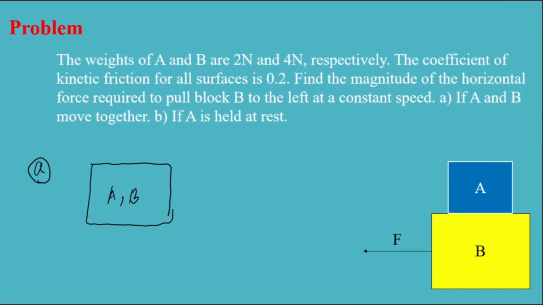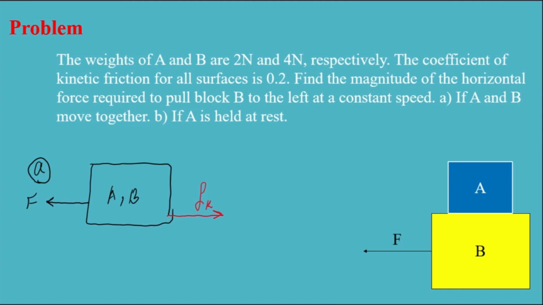Because they're moving together, now I have a force F applied to this object, right? And now there is a friction force applying the other way. So I'm going to show it as Fk. This is the friction force. If the box moves to the left, the friction force is going to be to the right.